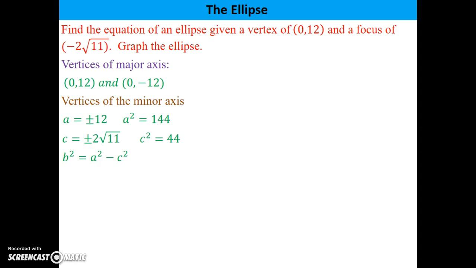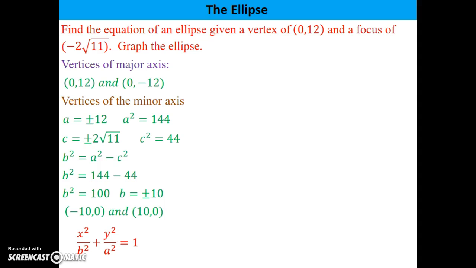B is along the minor axis, and we know that we'll go a distance to the left or to the right. So B squared has to be A squared minus C squared. So B squared is 100. B is therefore plus or minus 10. So the vertices of the minor axis are -10, 0 and 10, 0.